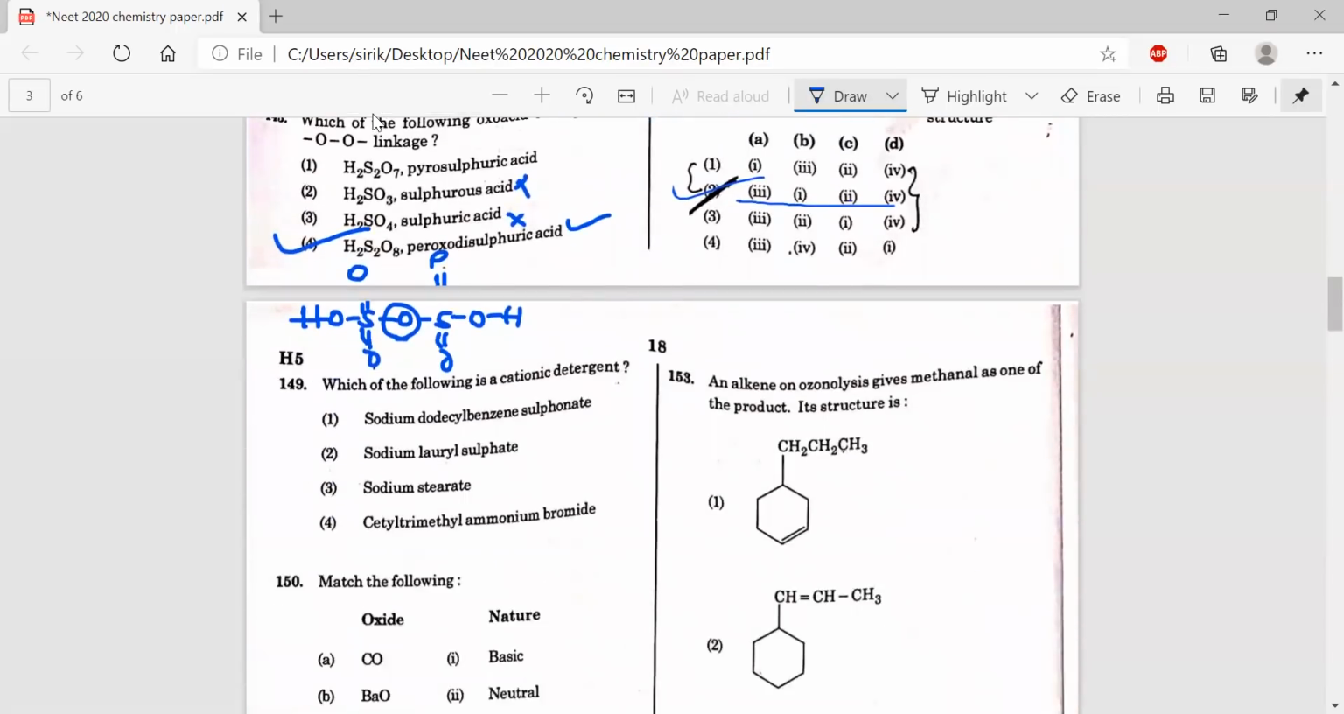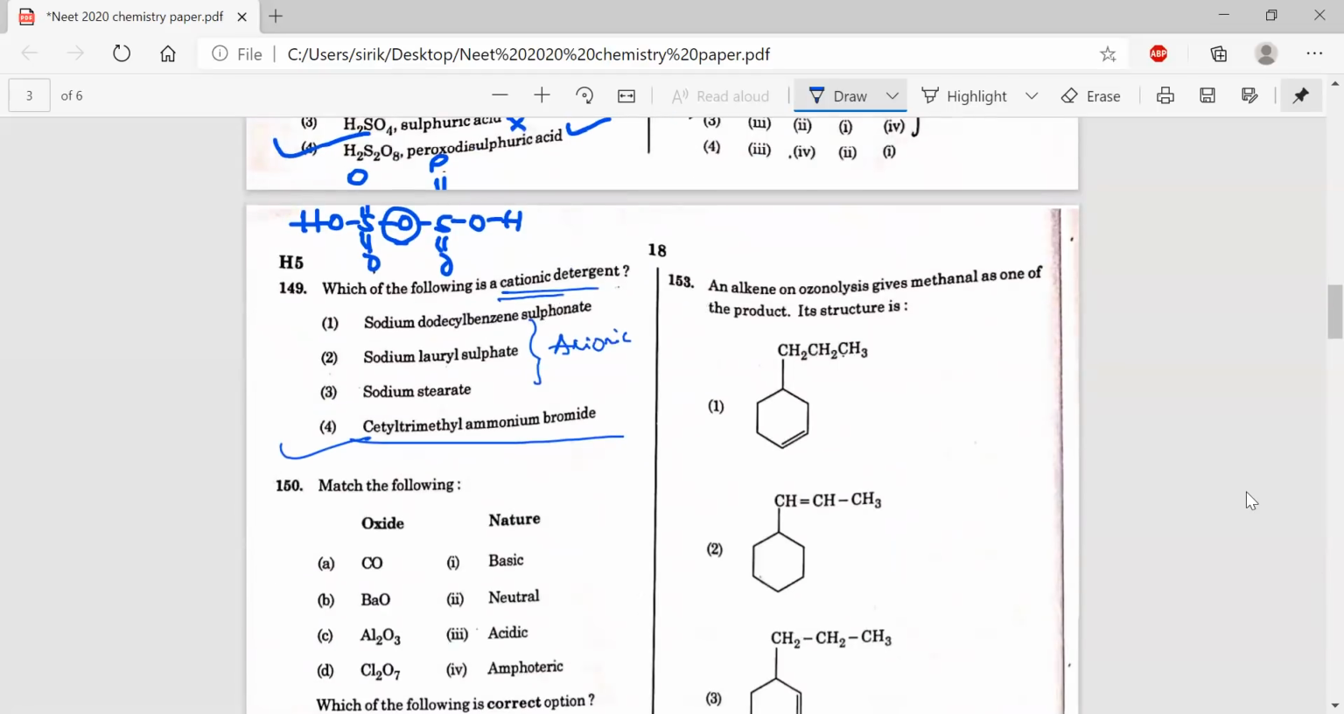And 149, which of the following is a cationic detergent? Cetyl trimethyl ammonium bromide is cationic, and the remaining are anionic detergents. Match the following.